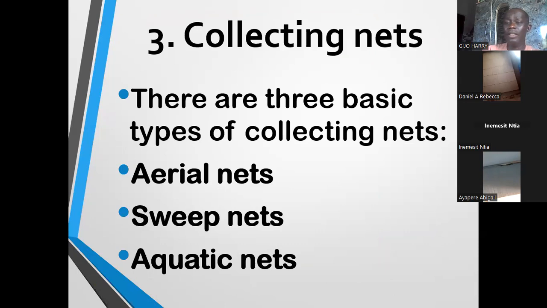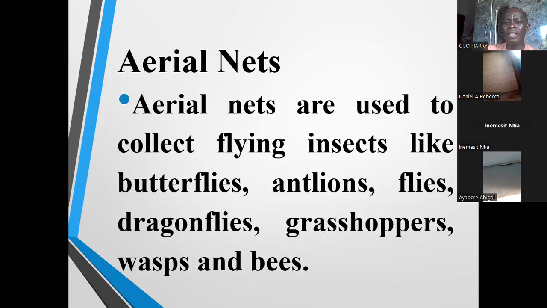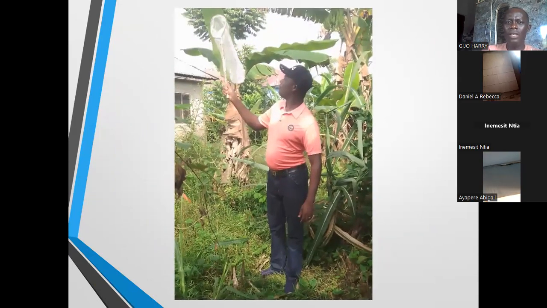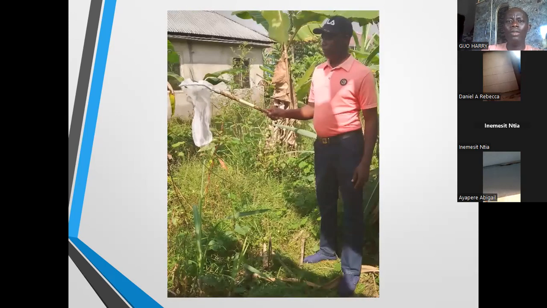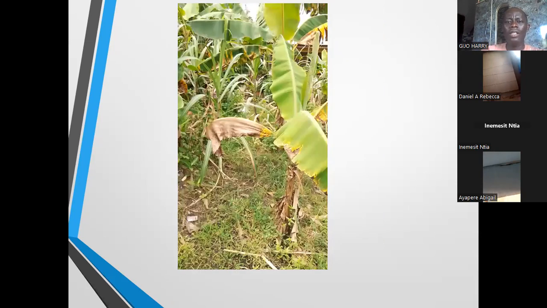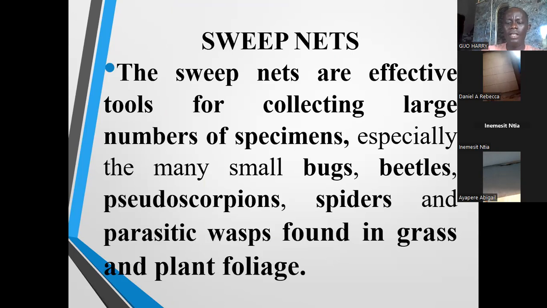Then we also discussed the use of collecting nets. The aerial nets are used to collect insects that are flying in the air, like the mosquitoes, the flies, and many others. You swing the net, and then the net captures these insects. Once it captures the insect, you flap it over immediately, so that the insects and arachnids would not escape.